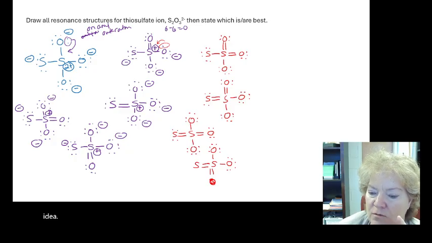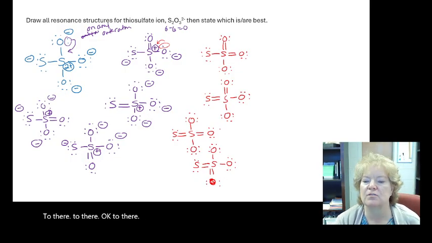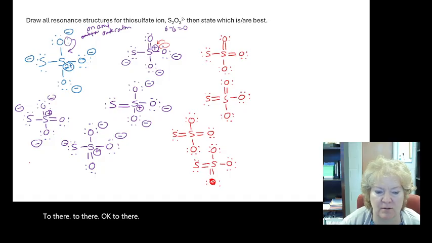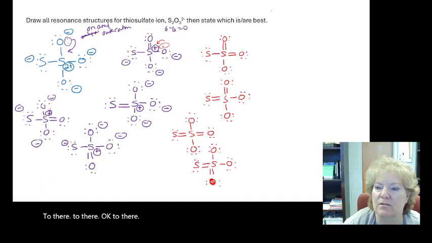2 there, 2 there, okay. 2 there, 2 there, 3, 3. So in any one of these, I will just do a formal charge assessment. All right, so they all have valence of 6.